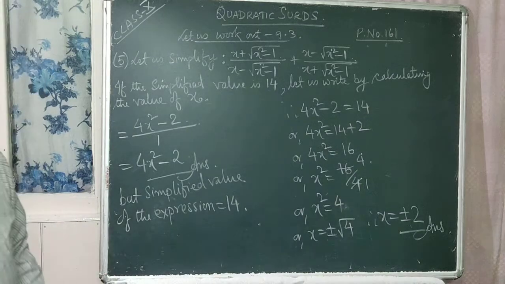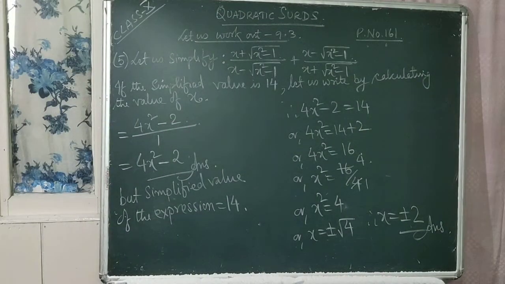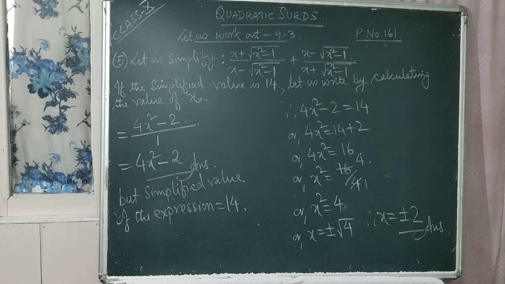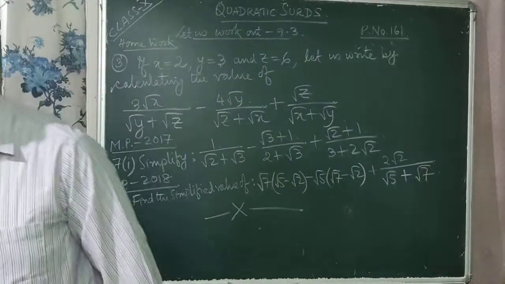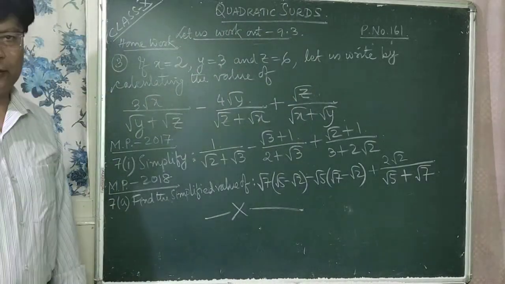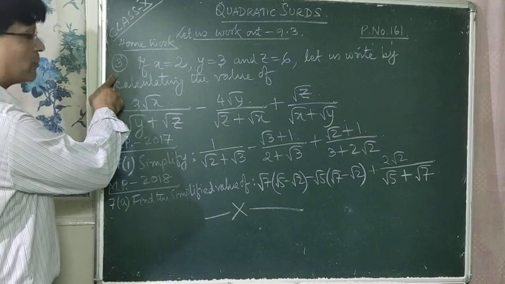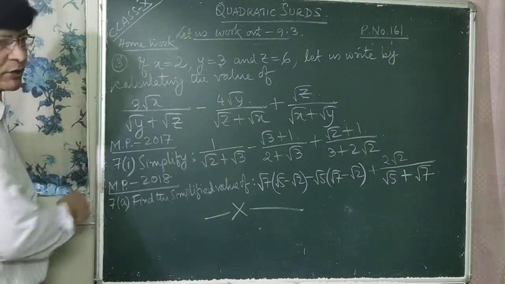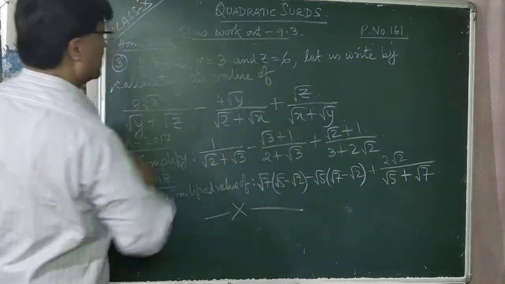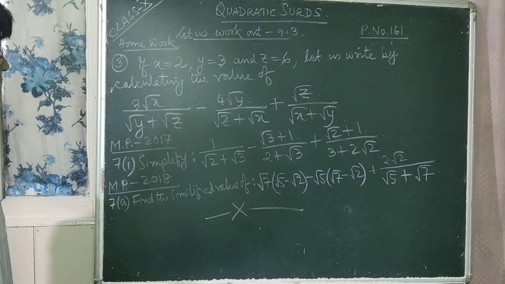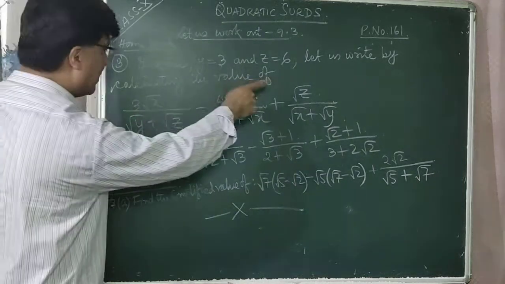So now I am giving you the homework. The homework is, this is from the book, question number 3. The question is written out here. If x is equal to 2, y is equal to 3 and z is equal to 6. Values for x, y and z are given here. Let us write by calculating the value of what?